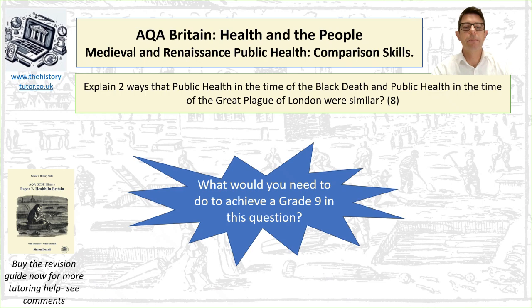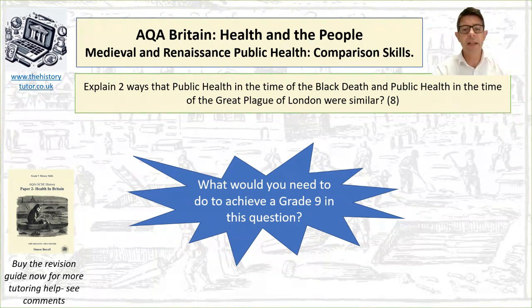So let's now think about the question. The question says, explain two ways that public health in the time of the Black Death and public health in the time of the Great Plague of London were similar. So this is the standard question 3 in the AQA exam.